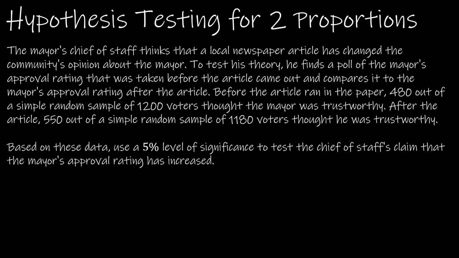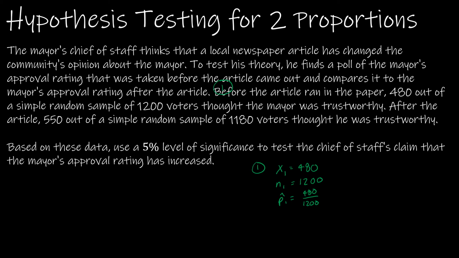So here's our first question. The mayor's chief of staff thinks that a local newspaper article has changed the community's opinion about the mayor. To test his theory, he finds a poll of the mayor's approval rating that was taken before the article came out and compares it to the mayor's approval rating after the article. Before the article, so that's going to be p1, x1 is 480 out of a simple random sample of 1,200 voters. And then, of course, p hat 1 would be whatever 480 divided by 1,200 is.